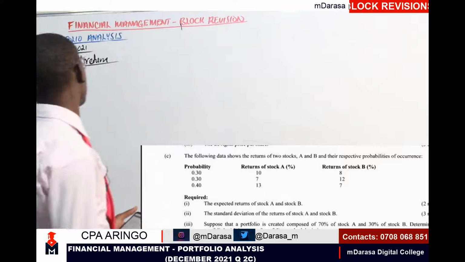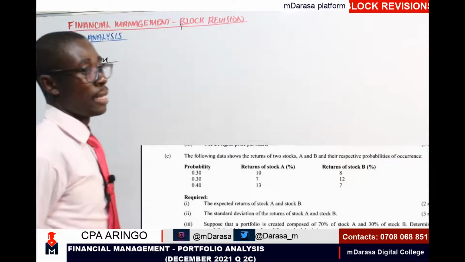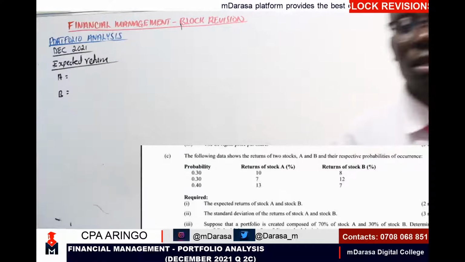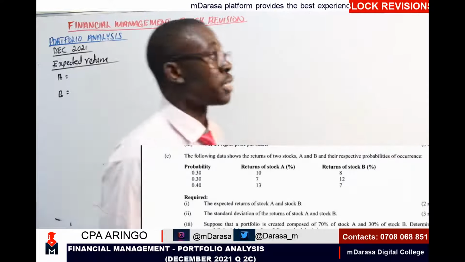So therefore, if I'm required to determine for stock A, how will you go about it, given the fact that we need to determine the summation? This will be very simple, my good students.